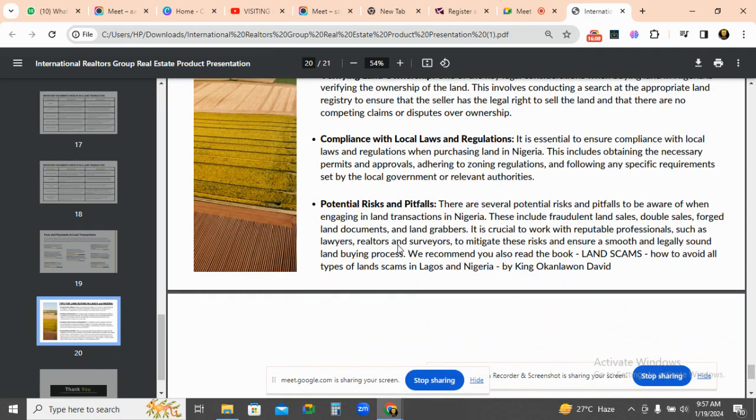Like we talked, there are four types of lands, right? You need to ensure that the land you are buying is going to be used for the purpose for which you are buying it. Then potential risks and pitfalls. You need to avoid potential risks and pitfalls. One of the things I tell people is don't buy from Omonile directly. Don't buy from unrelated parties.